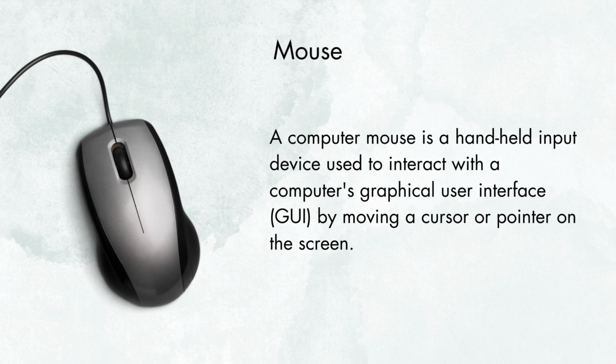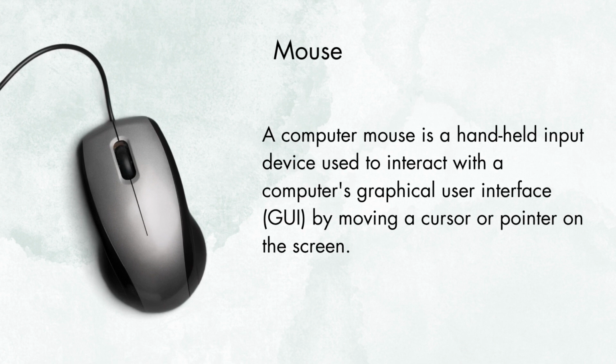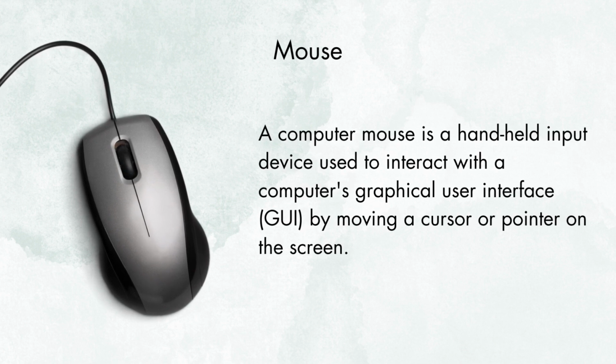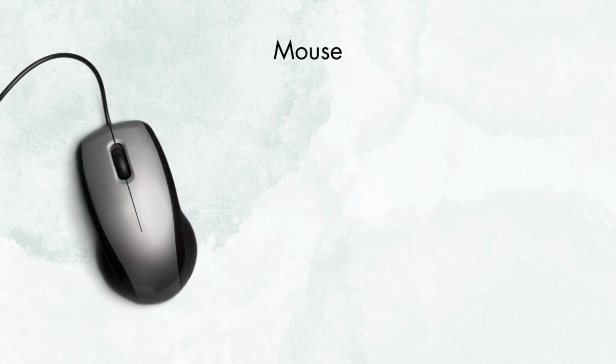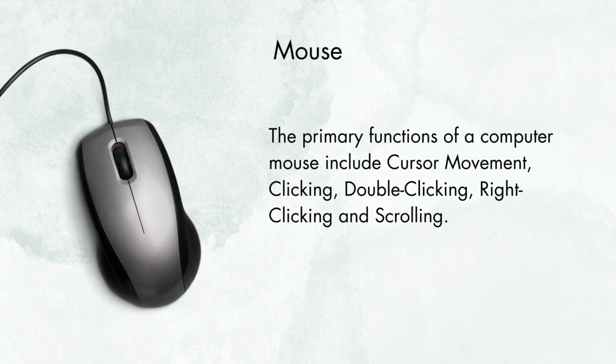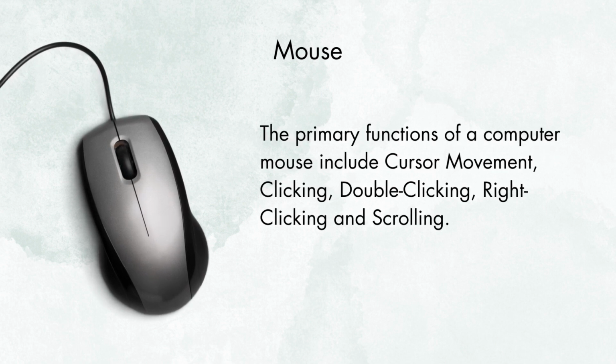A computer mouse is a handheld input device used to interact with a computer's graphical user interface, GUI, by moving a cursor or pointer on the screen. The primary functions of a computer mouse include cursor movement, clicking, double-clicking, right-clicking and scrolling.